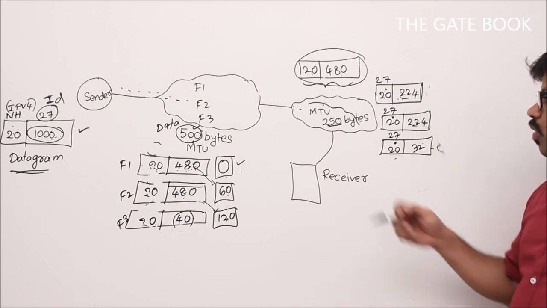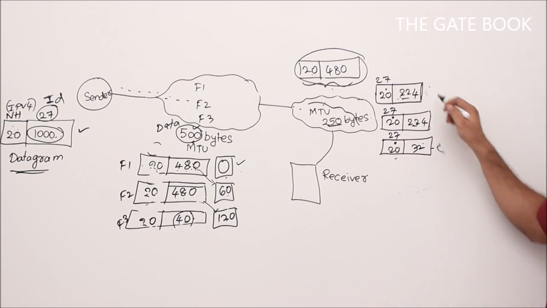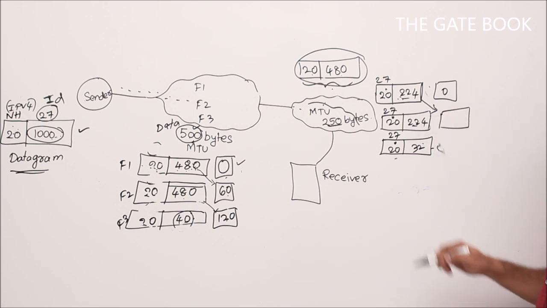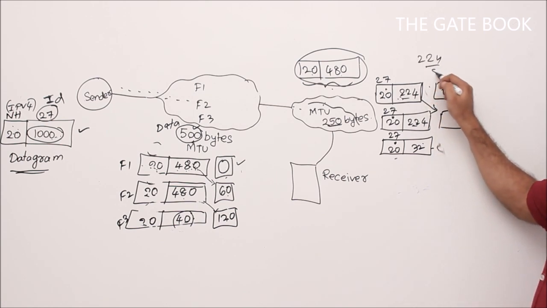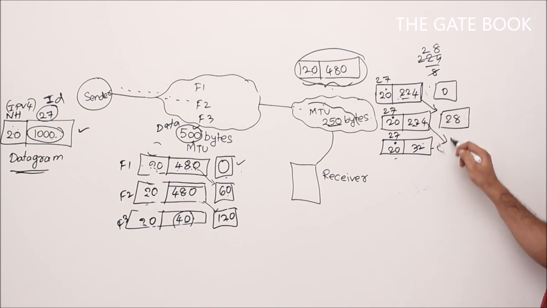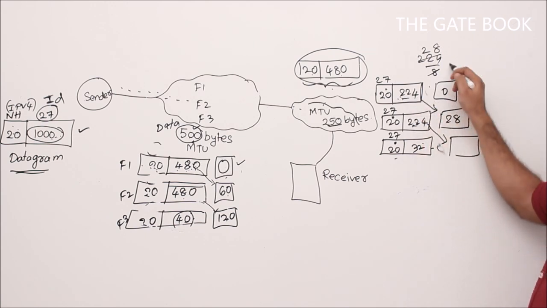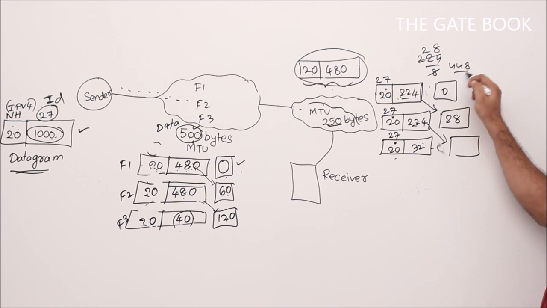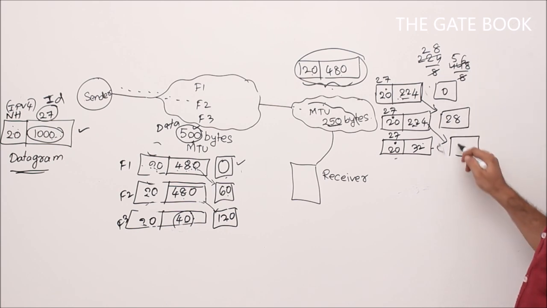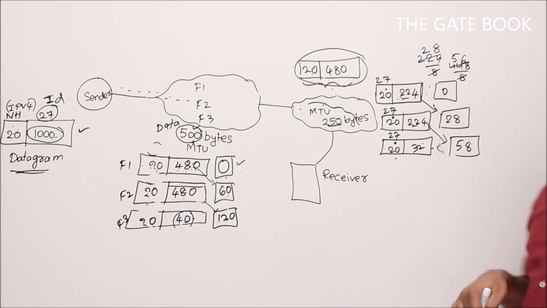Anything else? One more thing, we have to bother about the offset, right? What is the offset? Simple. First of all, offset 0. Second one, take 224 and divide by 8. You get 28. So next one, 224 plus 224 is 448. Divide by 8. 8 5s are 40, and 8 7s are 56. You get 56. These are the fragment offsets.